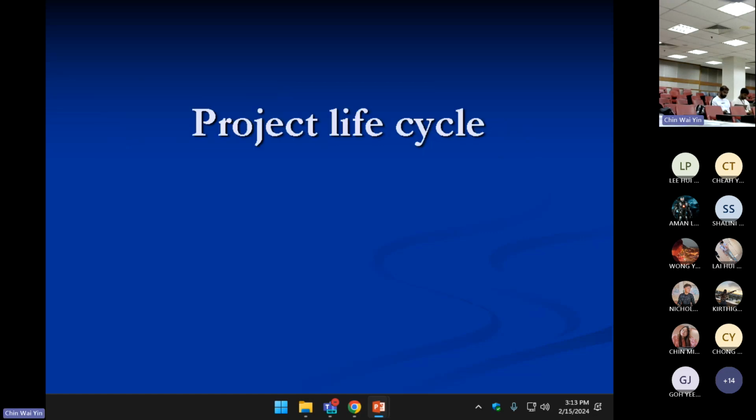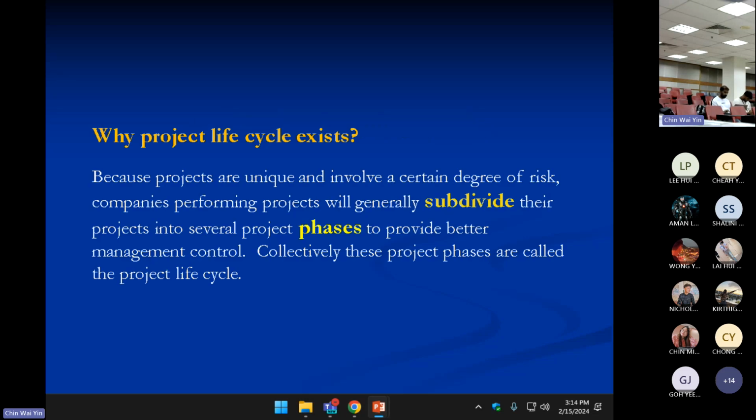So that is project management. Now we want to look at what is the project life cycle. Every project has a life cycle, right? So every project we will break it down.